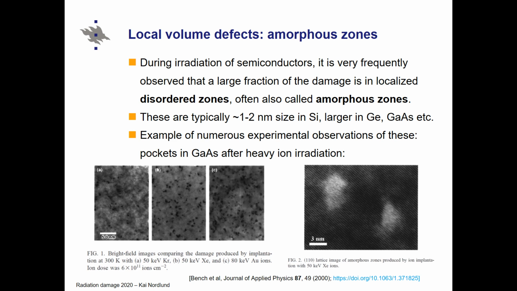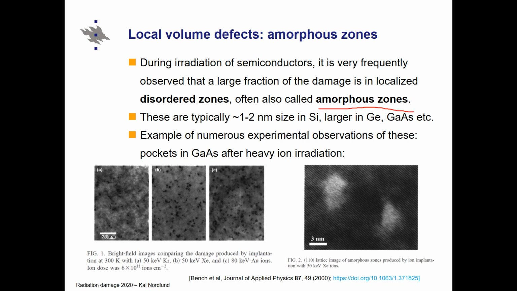Well, another very important kind of volume defect are the amorphous zones in semiconductors. And this is really a key aspect of irradiation of most semiconductors, starting from the regular silicon and germanium, gallium arsenide, and so on. And what's observed is that when you irradiate semiconductors, the damage which is formed is typically, at least at room and lower temperatures, in disordered zones, which are often called amorphous zones.